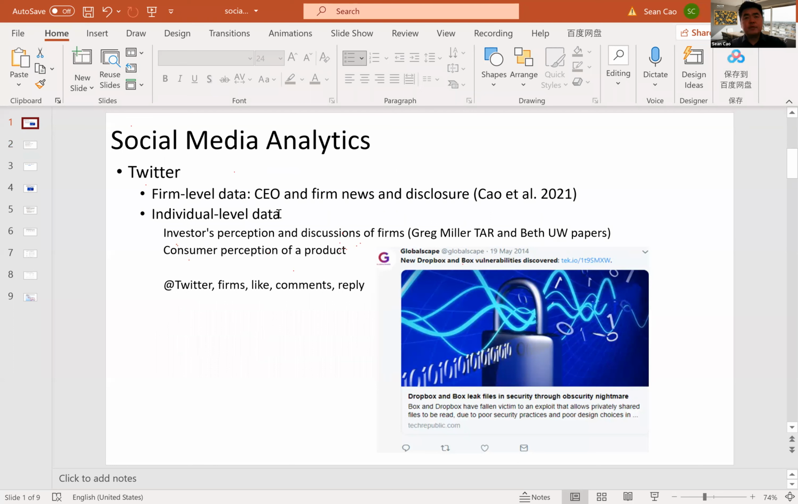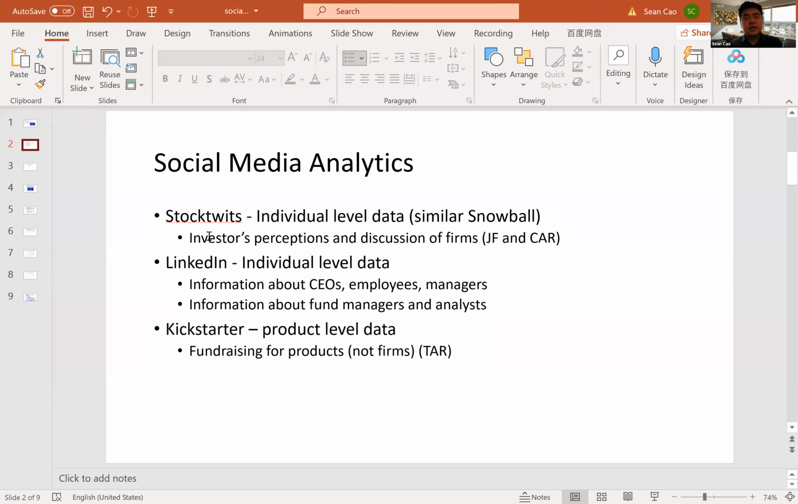Twitter is about traveling, life, products, about everything. StockTwits is only about investment opinions. That's the first difference. The second difference is that it is mostly individual level opinion. It doesn't have organizational. This is the first social media. You guys should be able to understand the data structure and how to use the data.